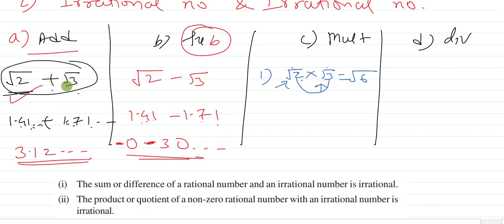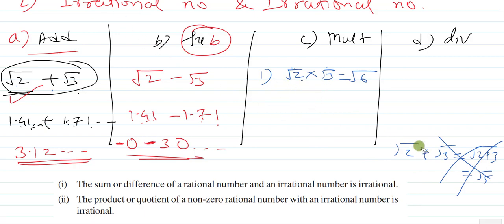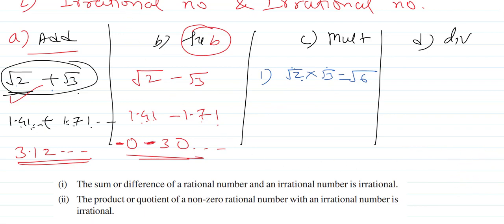Some students start like this. If root 2 plus root 3 is there, some students write 2 plus 3, root 5. This is wrong. This will only happen in the laws of indices. I believe you have done this in your 8th standard. Only in multiplication and division can you combine the power.